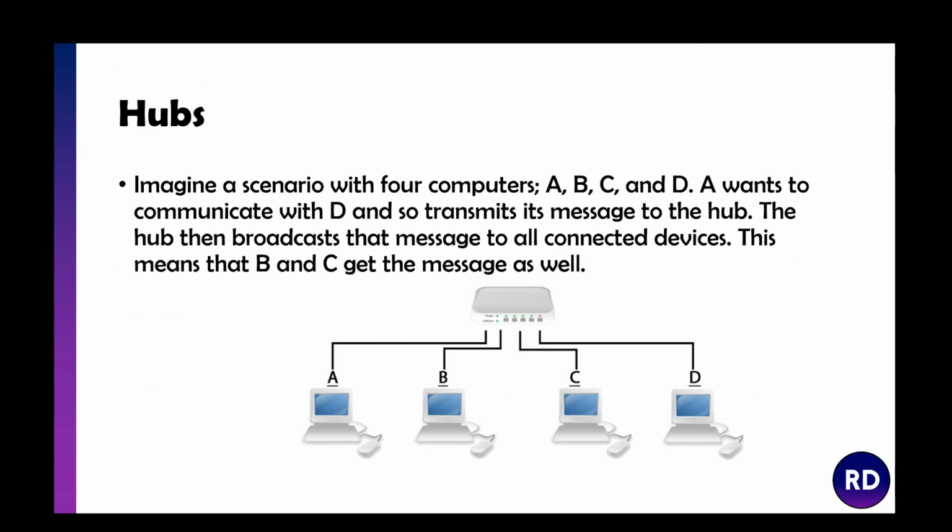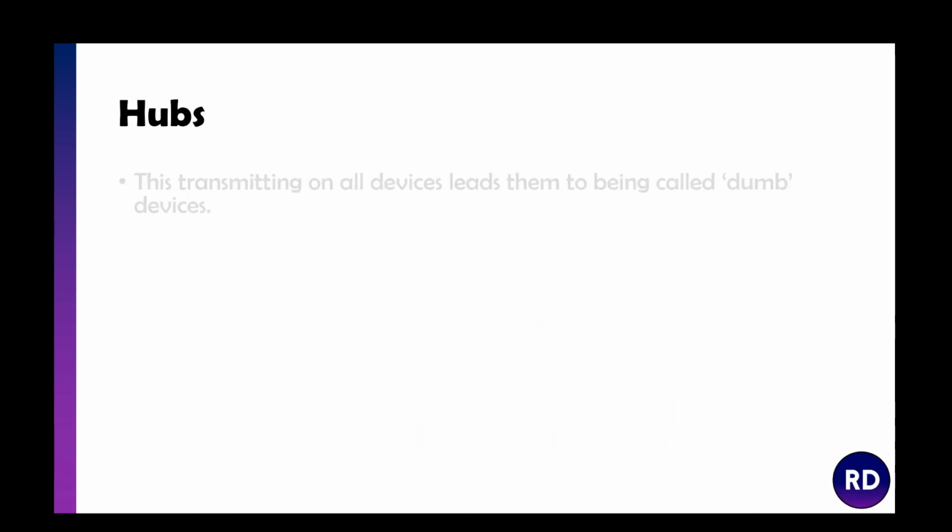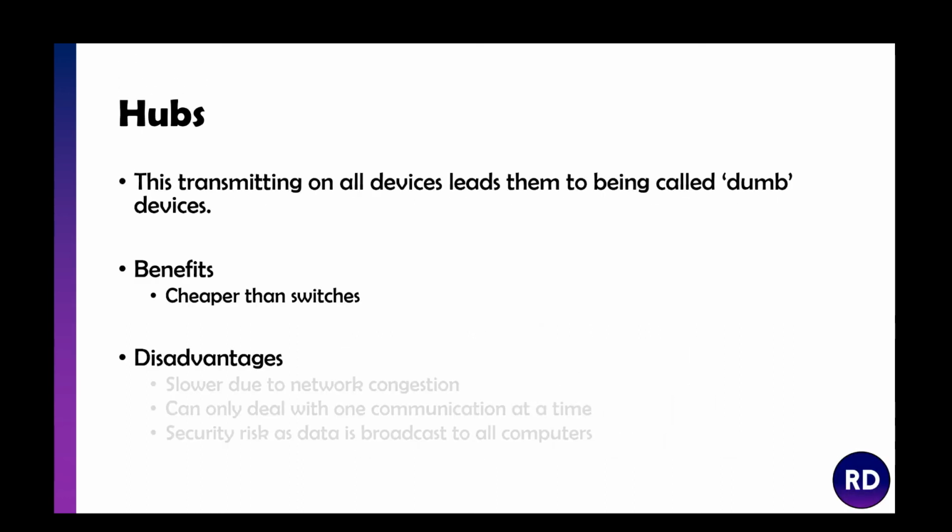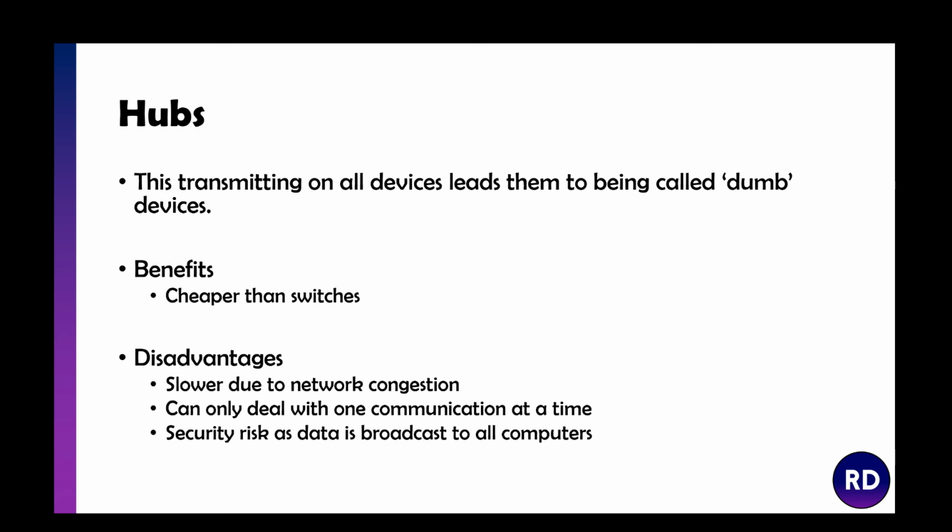So as you can see, a little example there, all of them would get all of those devices. So as we said, it leads them to being called a dumb device. However, it's much cheaper than a switch, but it's slower because everyone's getting the messages, so the network's going to be a lot more congested, and it can only deal with one communication at a time, and it's a security risk as data is broadcast to all computers.